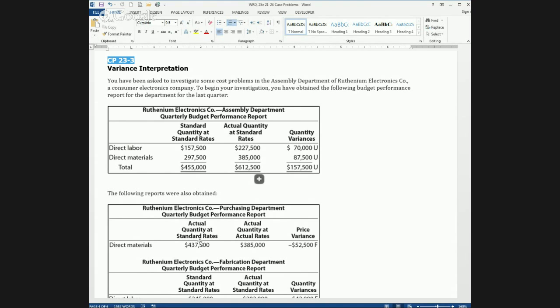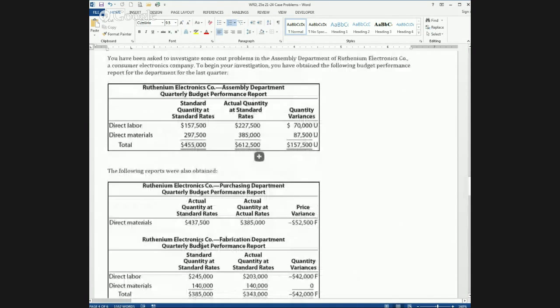So this particular company has 3 different departments. It has an assembly department, it has a purchasing department, and it has a fabrication department. The purchasing department is the first department in the business that buys the raw materials. The fabrication department assembles the raw materials, integrated circuits and wiring and electronics type pieces into parts that the assembly department, the final department, puts together.